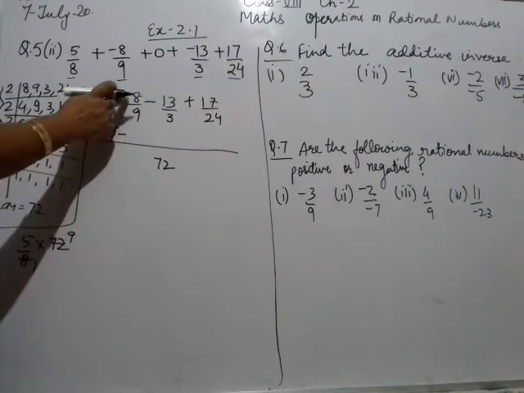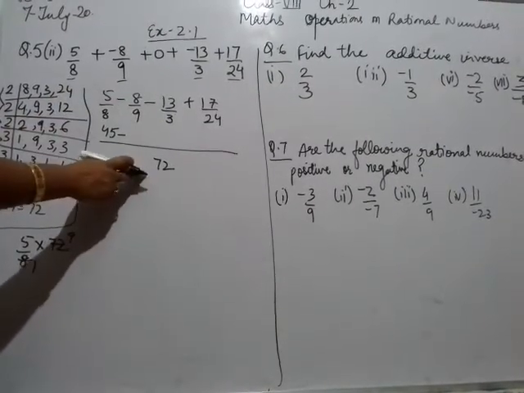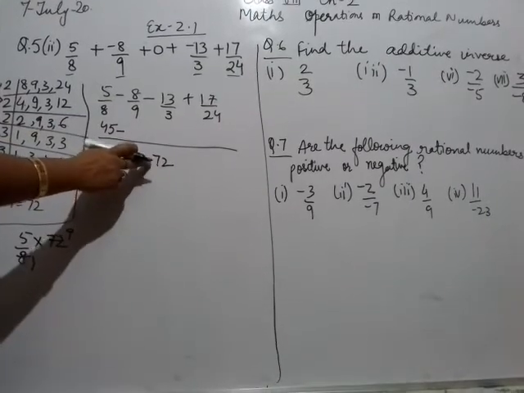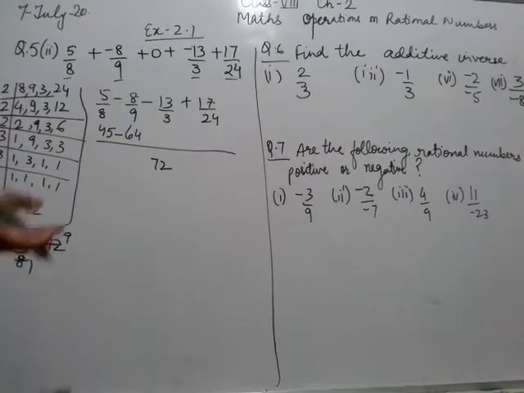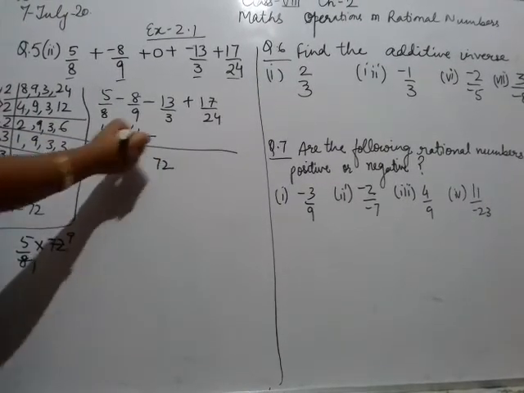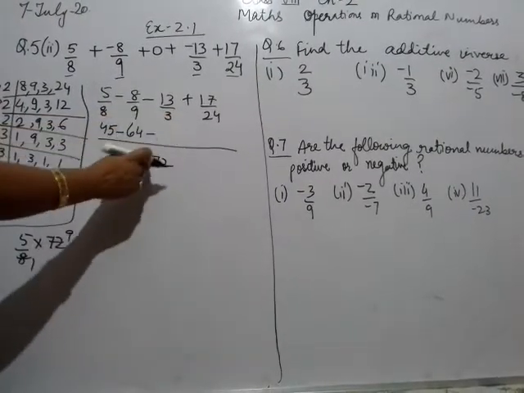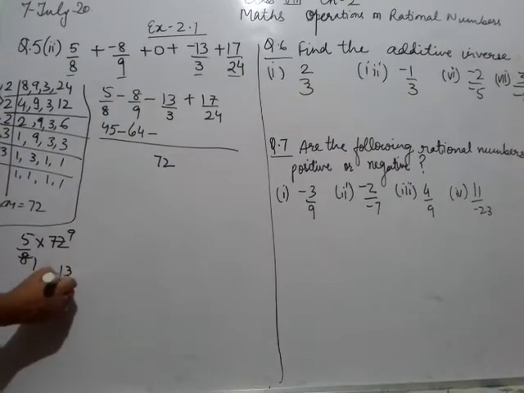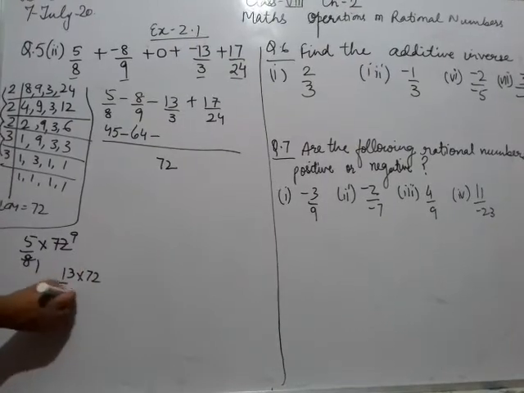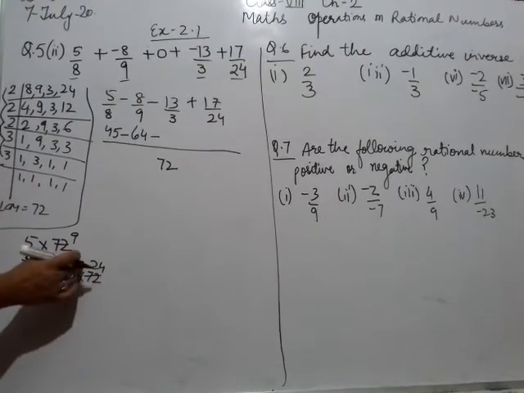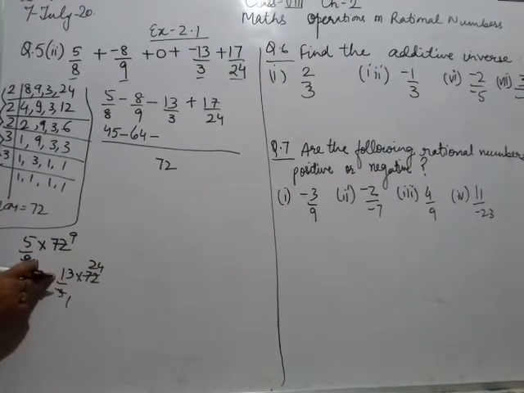Minus 8 by 9. So 8 by 9 multiplied by 72. So 9 8s are 72. 8 8s are 64. You should try to do it orally. Minus 13 by 3. So 13 by 3 multiplied by 72. We multiply by the LCM. 3 ones are 3, 24. Now 24 into 13 we need to multiply.